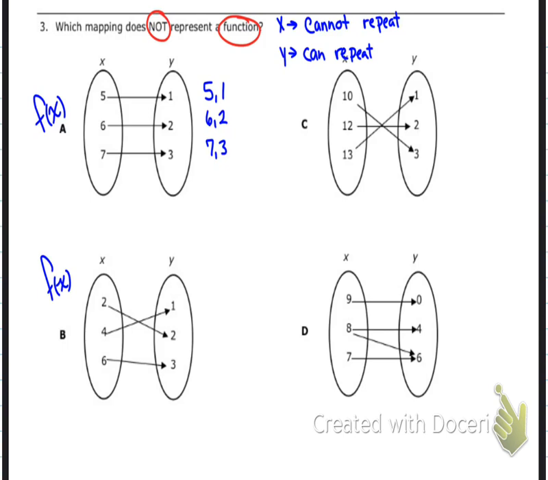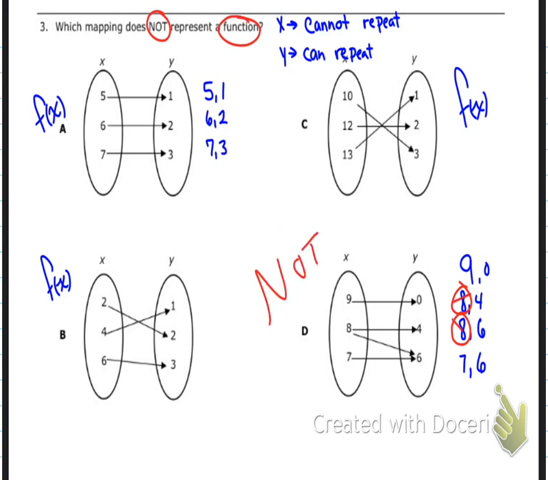B is also a function. So I would read that as 2, 2, 4, 1, 6, 3. C, function, 10, 3, 12, 2, 13, 1. D, notice how you read these: 9, 0, 8, 4, 8, 6, notice what happened there, and 7, 6. This one here is not a function, but I need you to know why. It's my issues with the 8s. The x cannot repeat, and it does, so this is not a function.